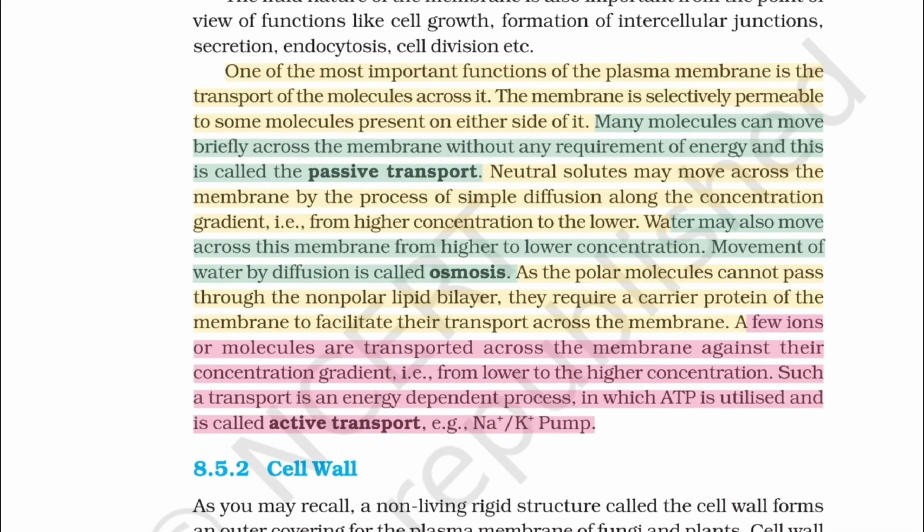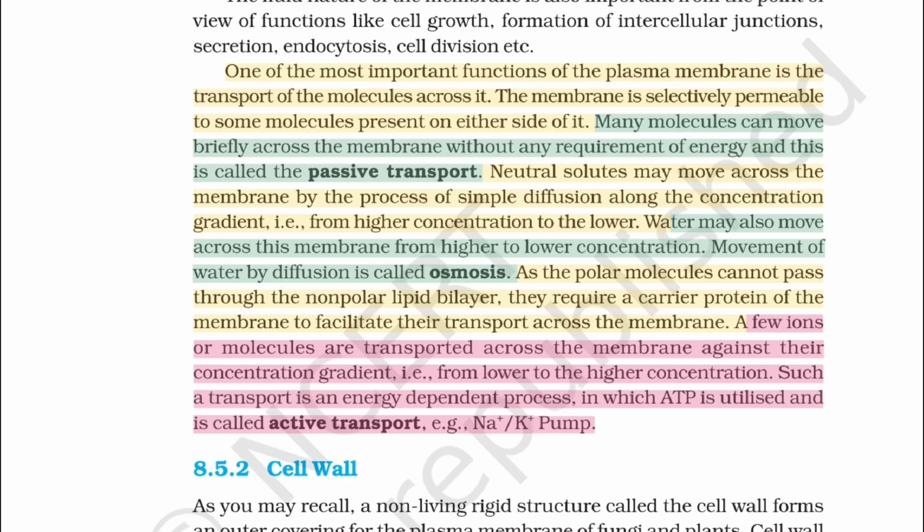One of the most important functions of the plasma membrane is the transport of molecules across it. The membrane is selectively permeable to some molecules present on either side of it. Many molecules can move across the membrane without any requirement of energy, and this is called passive transport. Neutral solutes may move across the membrane by the process of simple diffusion along the concentration gradient, that is, from higher concentration to the lower. Water may also move across this membrane from higher to lower concentration. Movement of water by diffusion is called osmosis.